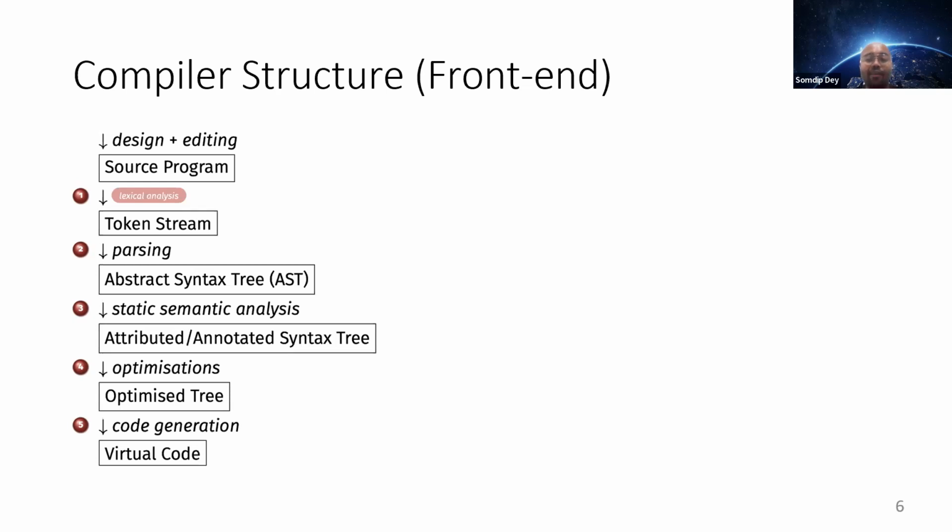Now, the annotated syntax tree is processed by the optimization phase, or optimizer, of the compiler to create the optimized tree. From the optimized tree, it's processed by code generation, which creates the virtual code. Once the virtual code is created, it is sent to the back end of the compiler for further processing.